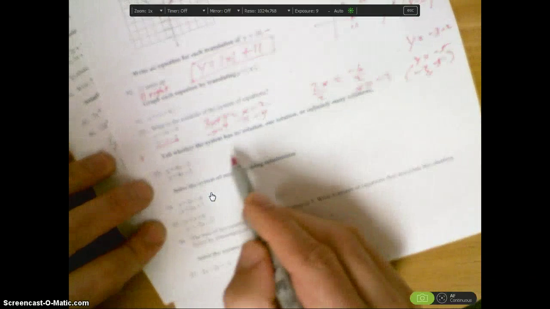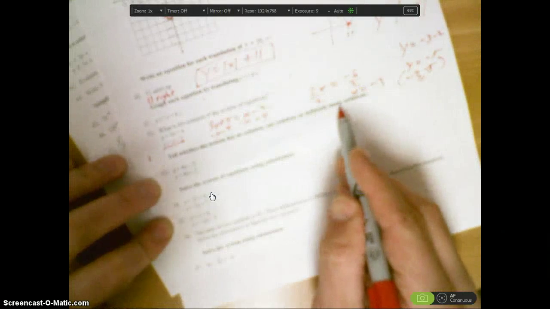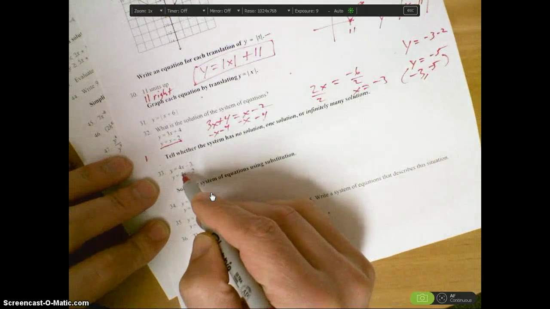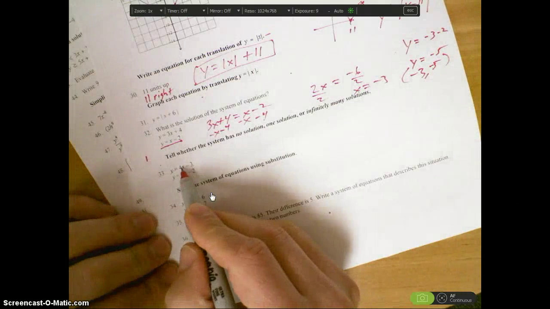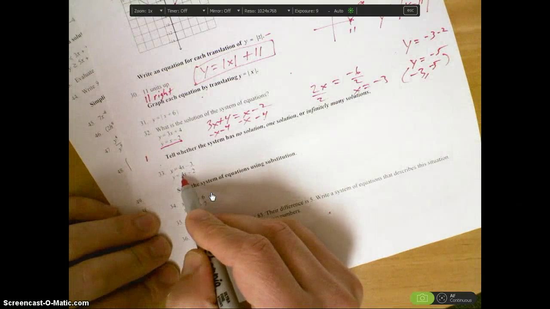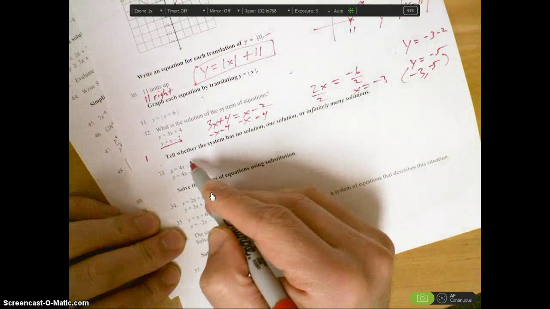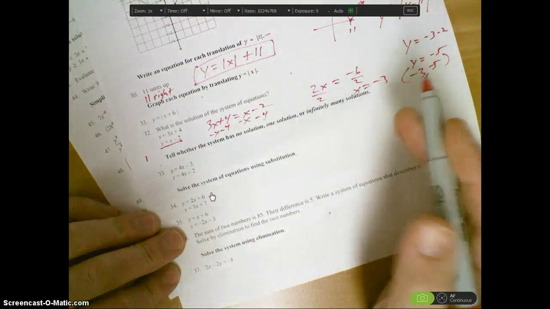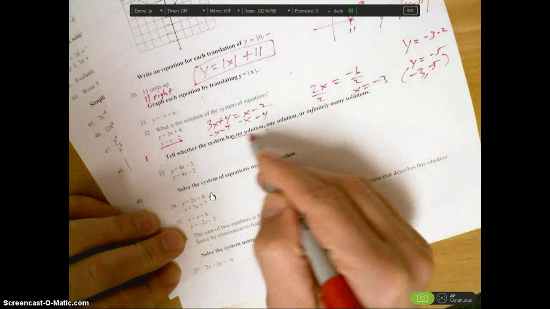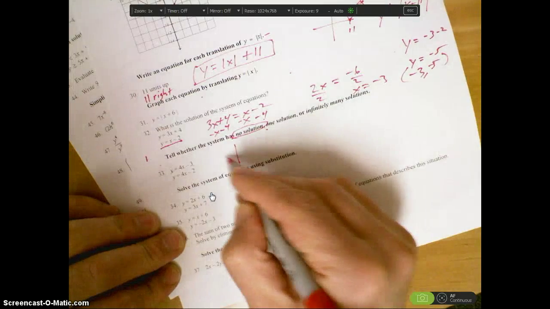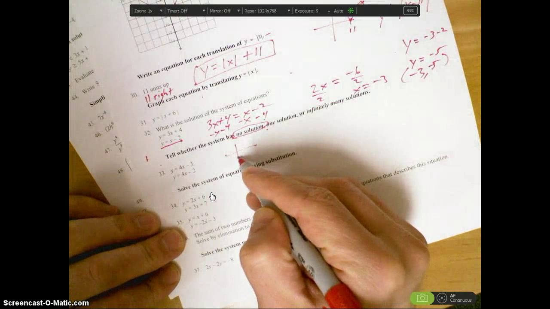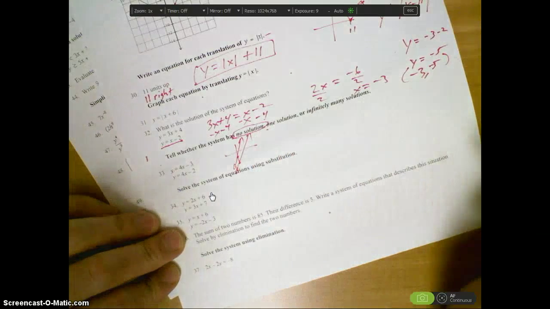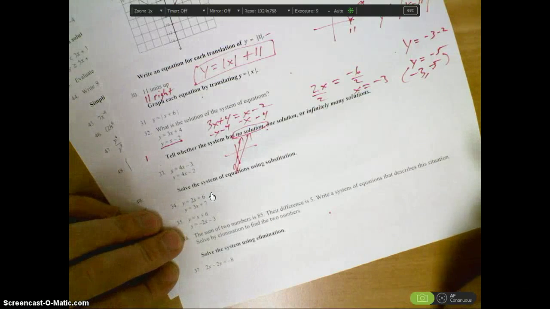All right, tell whether the system has no solution, one solution, or infinitely many solutions. So if we look here, you can graph both of these to do this, or we can just do some thinking. First off, they have the same slope, and they have a different y-intercept. So these are parallel lines. They never intersect. Therefore, there is no solution. A slope of 4 at negative 2 might look like this, and a slope of 4 at negative 3 might look like this. They are parallel. They do not intersect. There is no solution.